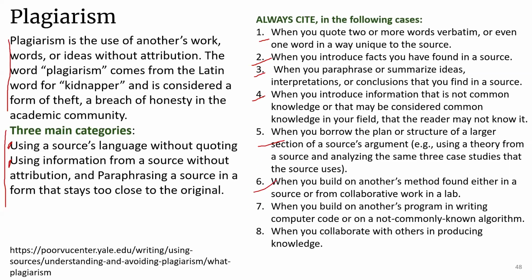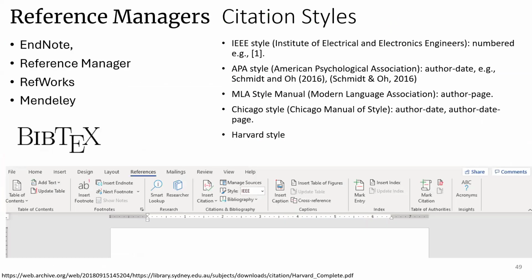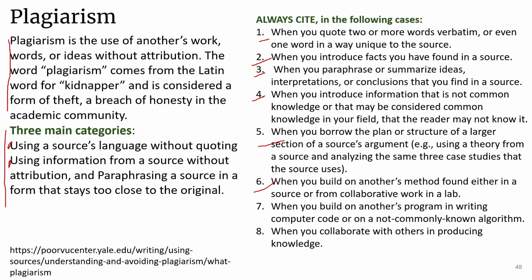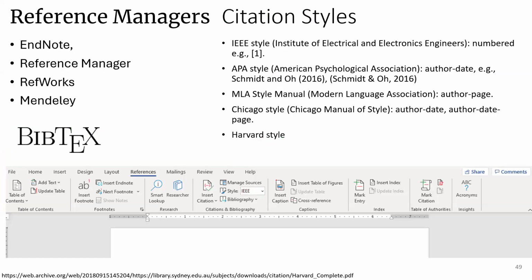When you build on another's methods, whether sourced from collaborative work or a lab. When you build on another's program in writing, computer code, or not commonly known algorithms, when you collaborate with others in producing knowledge. So, can you use your own papers in subsequent papers? Yes, you can, but you have to cite them. If you do not cite, it will be called self-plagiarism.